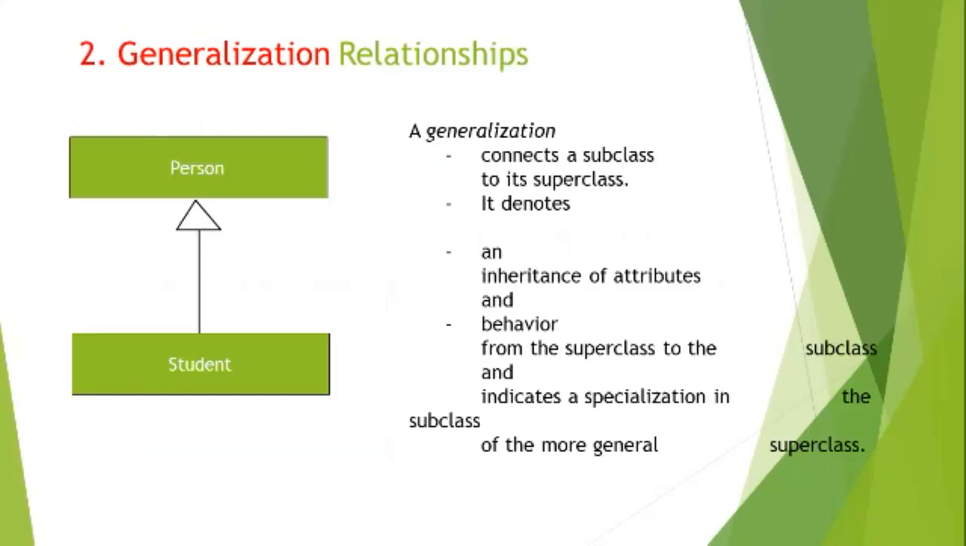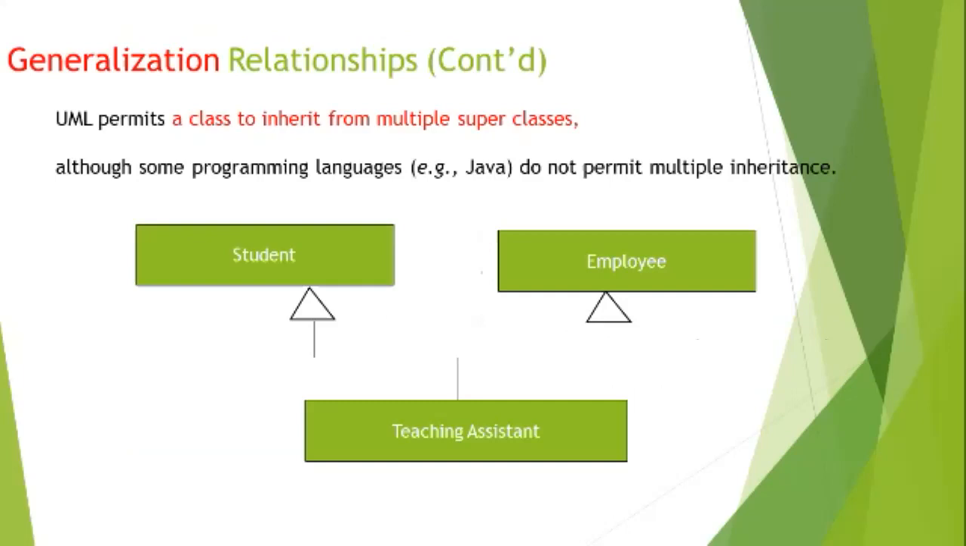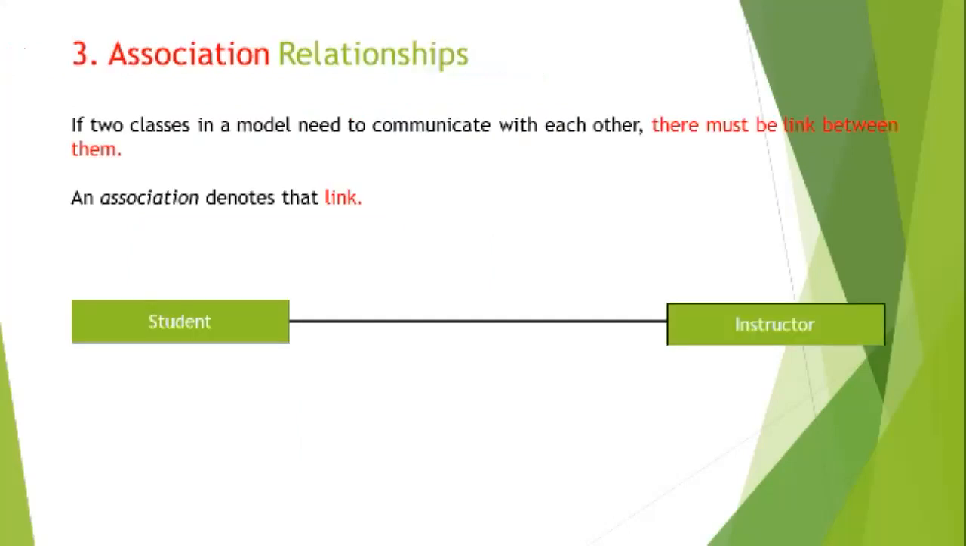Here is the generalization relationship. A generalization connects a subclass to its superclass. It denotes an inheritance of attributes and behavior from the superclass to the subclass and indicates a specialization in the subclass of the more general superclass. UML permits a class to inherit from multiple superclasses, although some programming languages, for example Java, do not permit multiple inheritance. Here, student and employee both are generalized by teaching assistant.